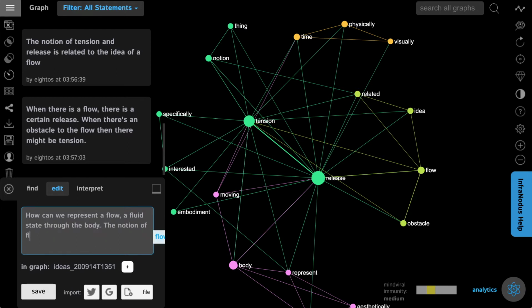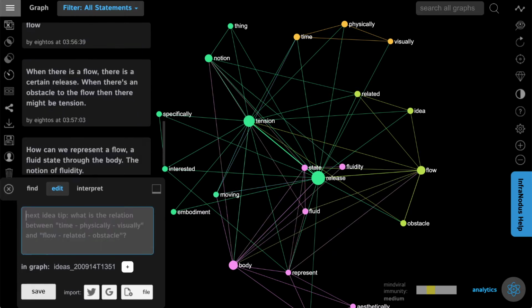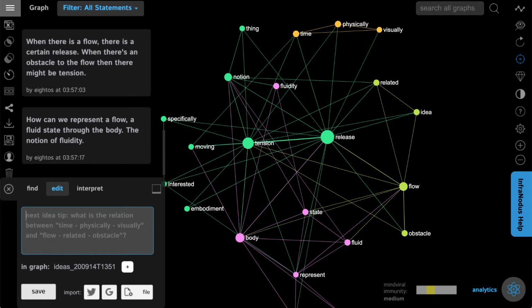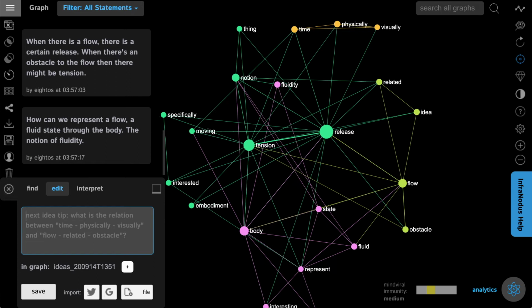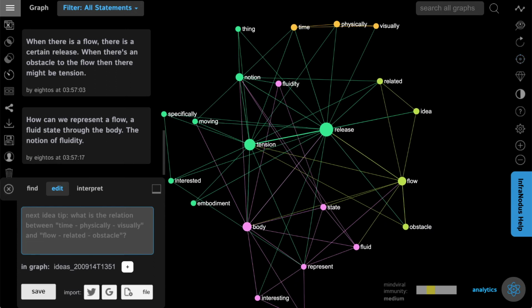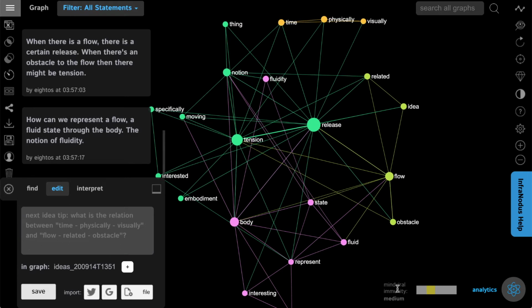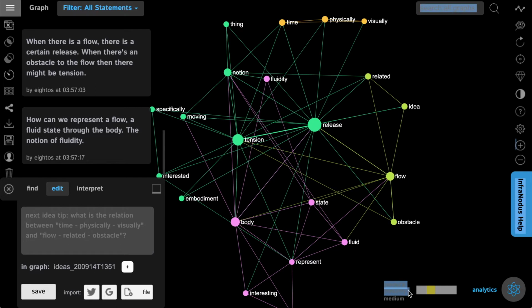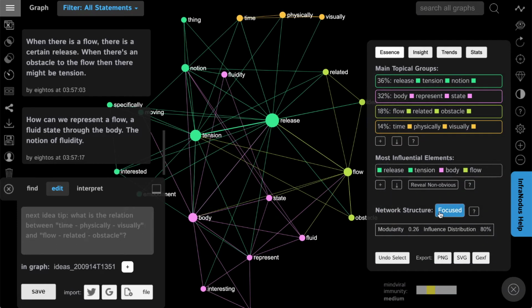The notion of fluidity. So here is just some ideas that I'm throwing into the tool. Let's say at this point, I'm interested to use the graph to see how I can develop these ideas further and make them more coherent. There are a few tools I can use to do that. For example, here it shows me the index of mind viral immunity, which is correlated with the network structure.